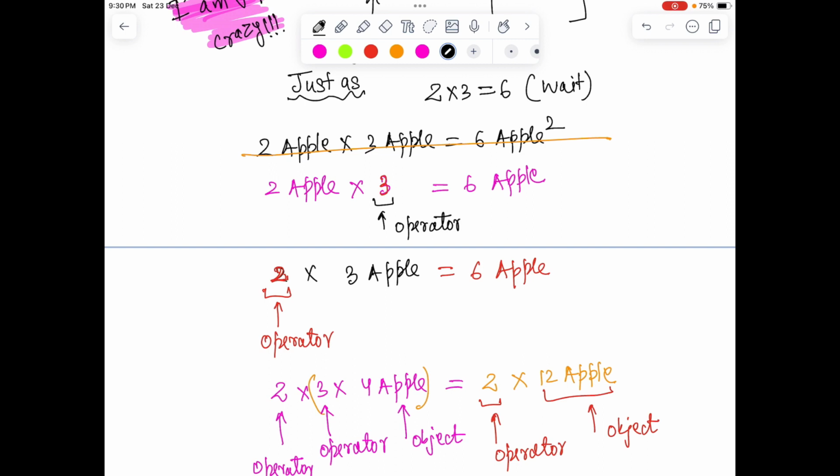So before we go further, let's ask a very simple question. And the question is, 2 into 3 is what? As you can see on the screen, clearly the answer is 6. What does it mean? Let's say if you have 2 apple into 3 apple, does it mean to have 6 apple square?